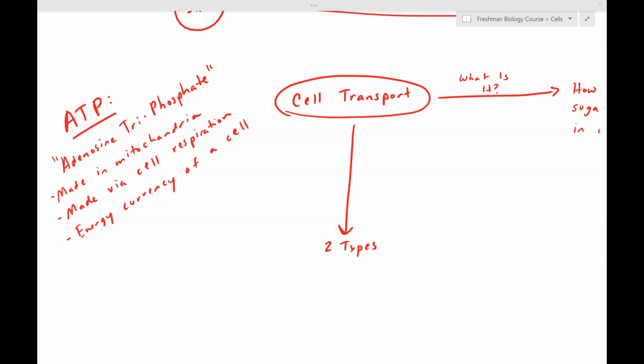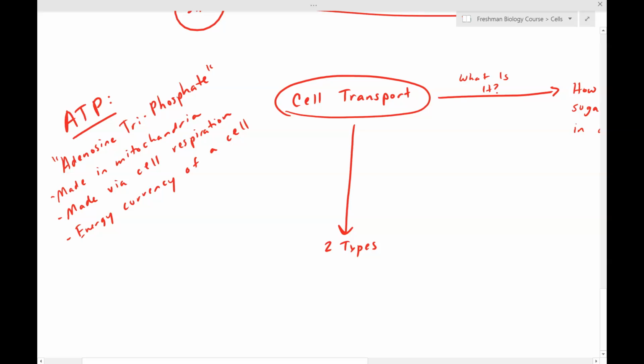This energy currency is the energy that's going to help to complete all of the processes of the cell. So eventually it's going to help to complete all of the processes of an organism, right? Since we talked about emergent properties that go from an individual cell to an organism. ATP is made in the mitochondria, and it's made via the process of cell respiration. All right, we're going to be getting into cell respiration very soon in this class as well.